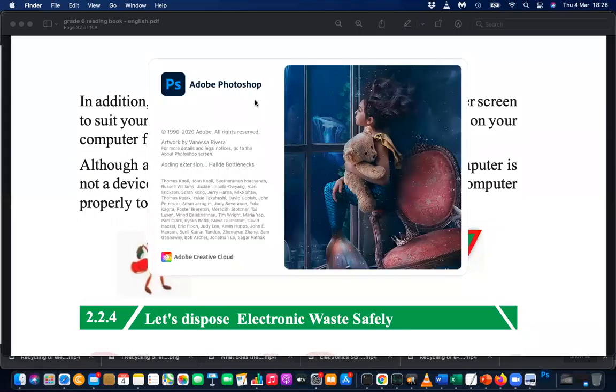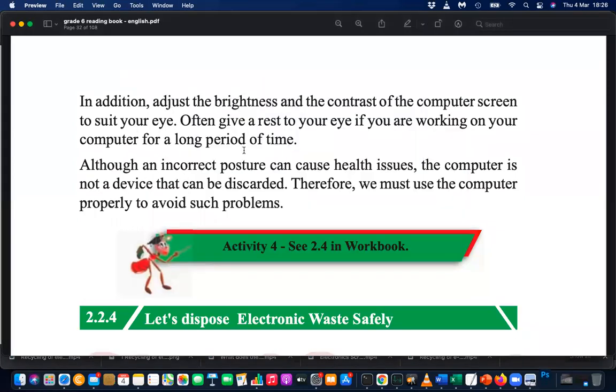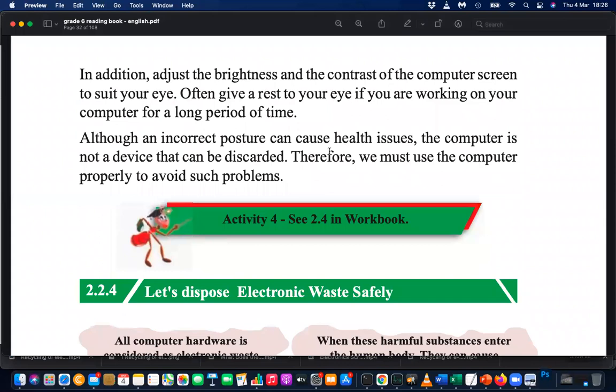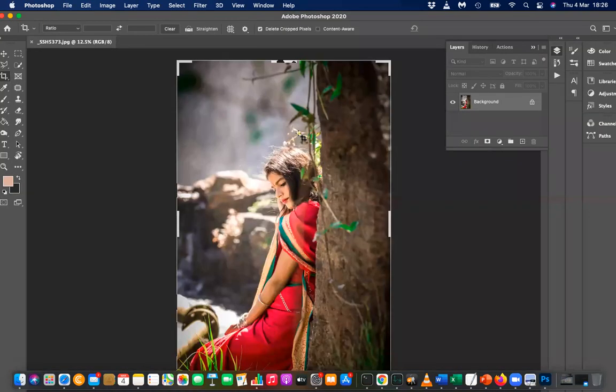So till it opens, let's talk about the next thing. Often give a rest to your eye if you're working on your computer for a long period of time. That's what I said. At least every 40 minutes or every 30 minutes, look at some faraway place. Although an incorrect posture can cause health issues, the computer is not a device that can be discarded. Therefore, we must use the computer properly to avoid such problems. That means we cannot abandon the computer just because of such problems, son. We have to use the computer in day-to-day life.